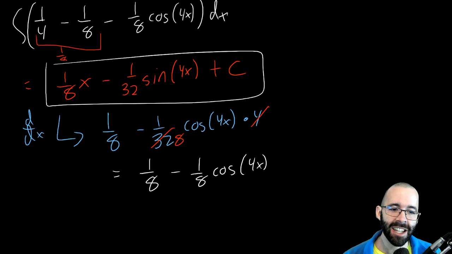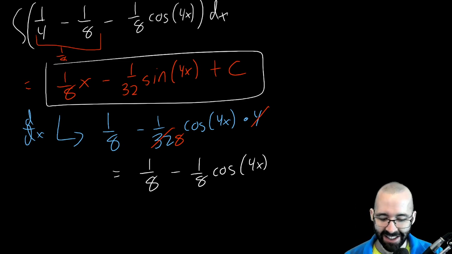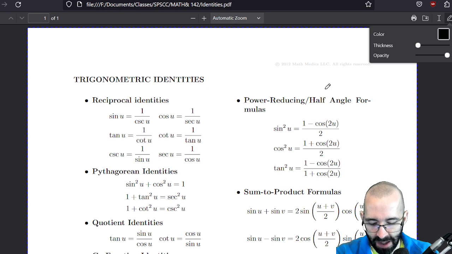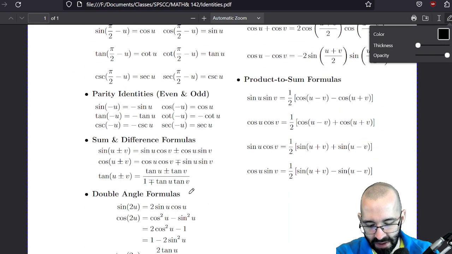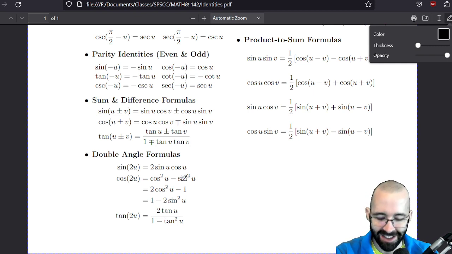So we need to use the double angle formula. This is good trig practice. The cosine of 2 times any angle is equal to, there's a couple of ones, right? We can choose which one we want to use. Doesn't really matter. It kind of matters. Use 2 cosine squared minus 1.